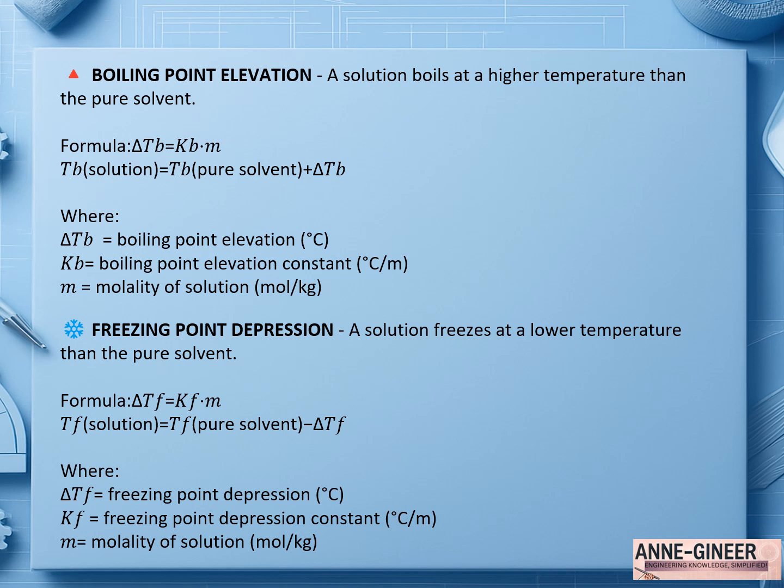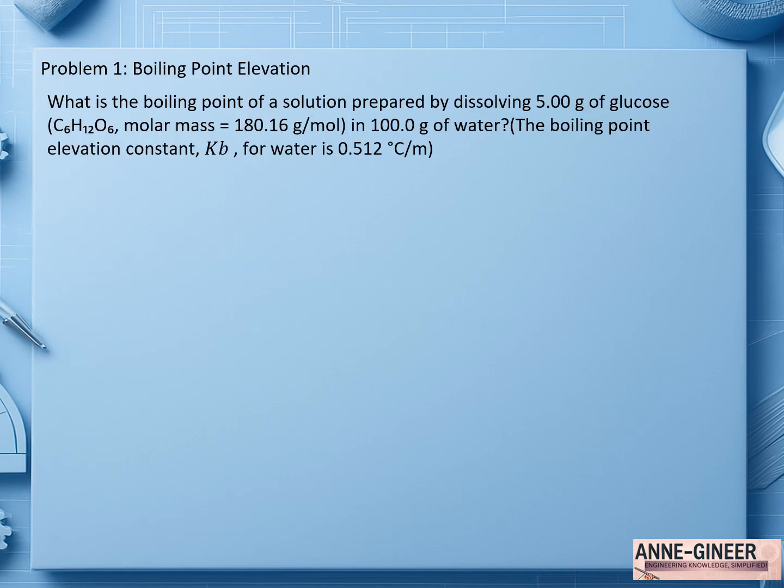So for the examples, we have problem number 1. What is the boiling point of a solution prepared by dissolving 5 grams of glucose, which has a molar mass of 180.16 grams per mole, in 100 grams of water? The boiling point elevation constant for water is 0.512 degrees Celsius per m.